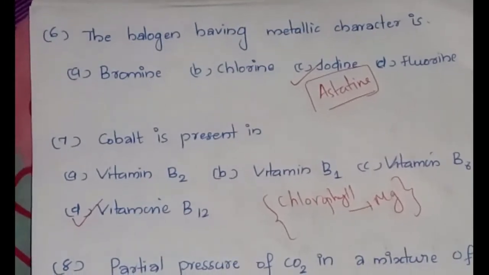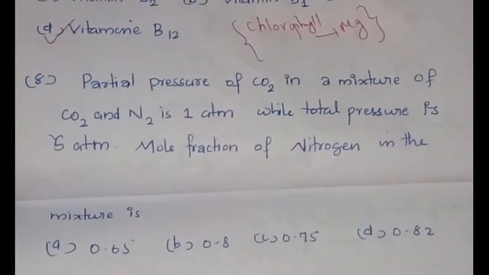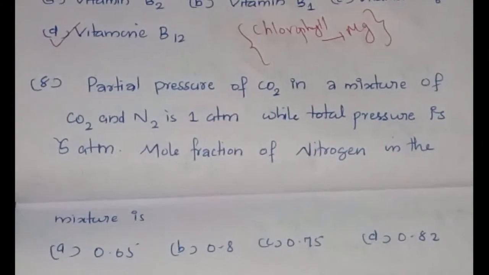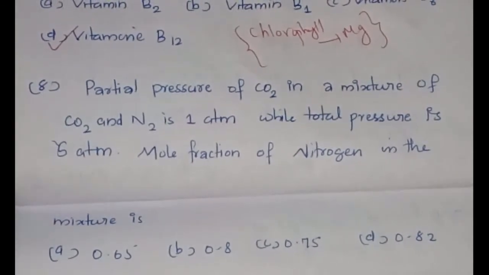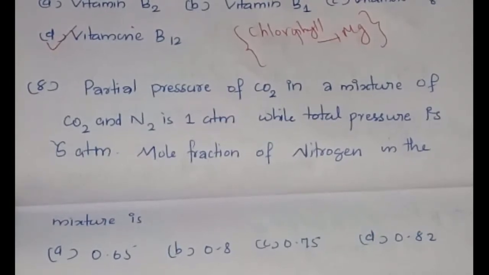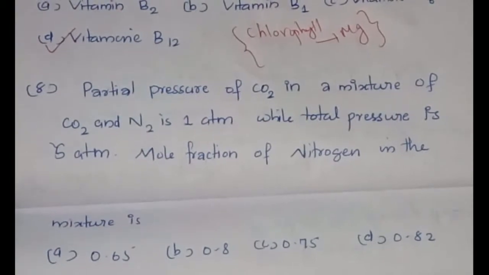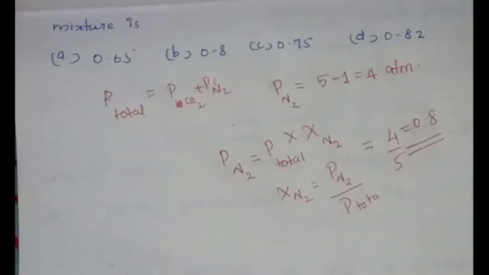Now we will go to a numerical problem. The question here is: the partial pressure of carbon dioxide in a mixture of carbon dioxide and N2 is given, and the total pressure is also given. We need to find the mole fraction of nitrogen in the mixture. So let's remember what equations can be substituted here. I have already written the answer here, and now we will be discussing that.